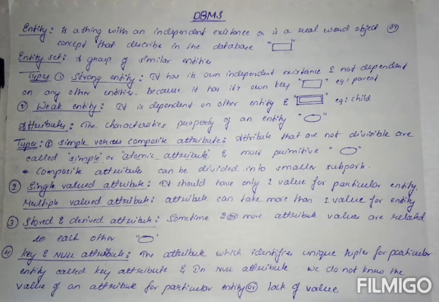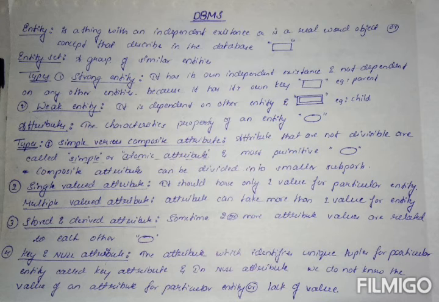And third one is stored and derived attribute, which means sometimes two or more attribute values are related to each other, so they are called stored and derived. For example, if we give a date of birth, we can derive the age, and if the entity is an employee, then we can store values like employee number, employee name, employee phone number, etc. That is called stored and derived attribute. So it is denoted as an oval shape.